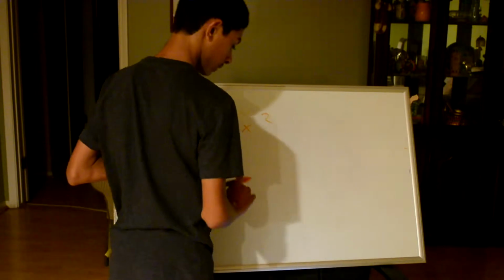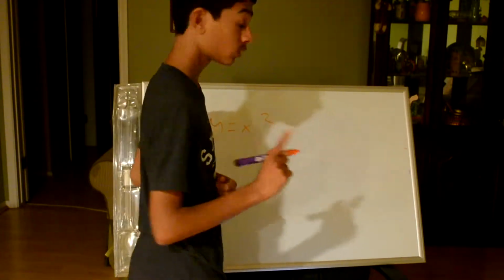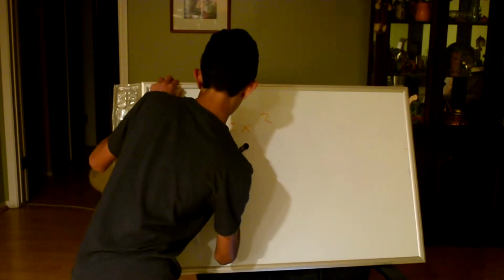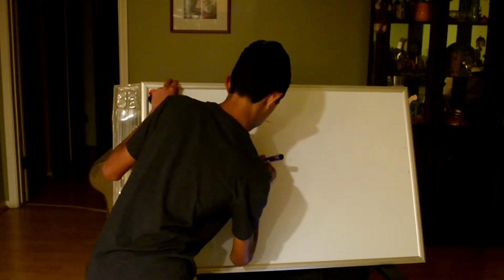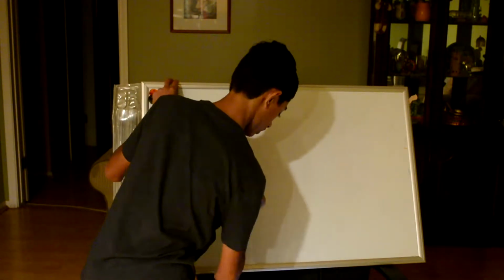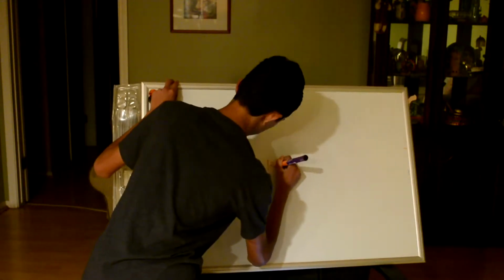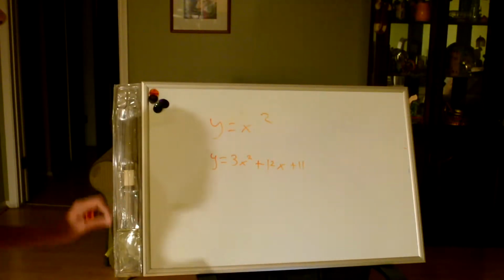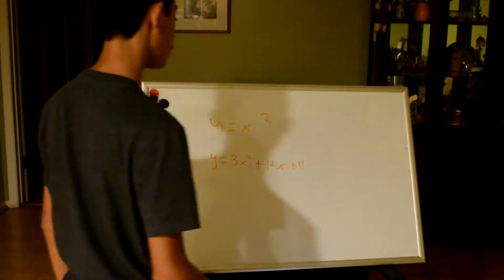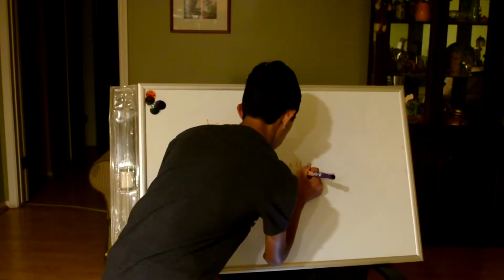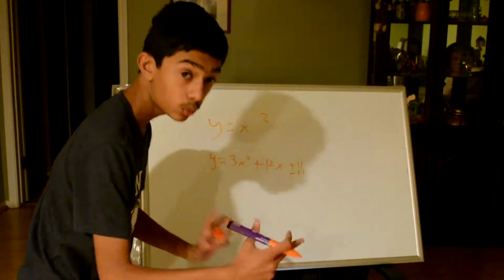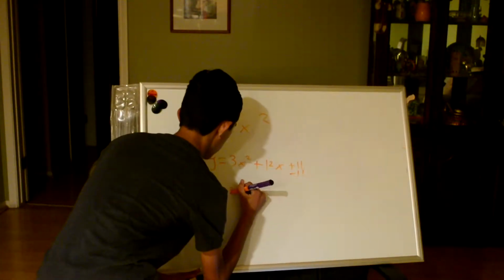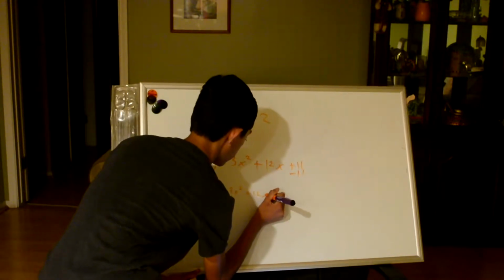But what happens if the coefficient, for example, is y equals 3x squared plus 12x plus 11? What do you do in this condition, you may ask? Well, first, let's move 11 to the other side, because to balance the equation out. So it'll be y minus 11 equals 3x squared plus 12x.